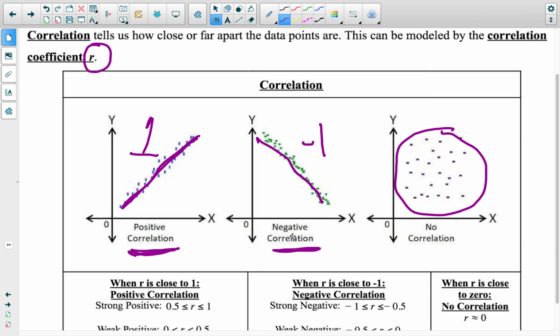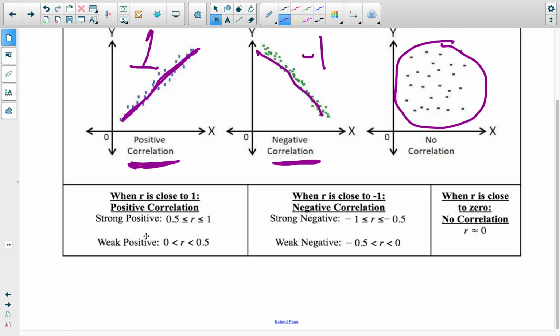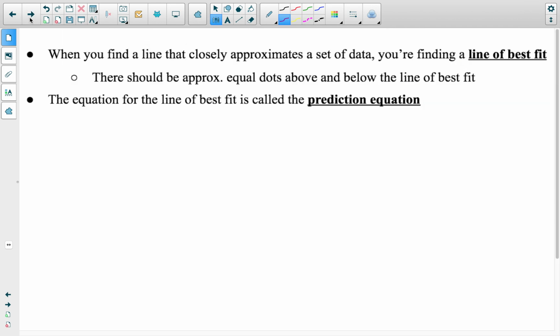Okay, so these numbers, this information down here just gives you some numerical guidelines for a strong positive relationship, which would be positive 1/2 up to 1. Weak positive would be the points would be further apart, but they would still have some sort of upward trending relationship. And same thing with negative, except we have negative numbers.